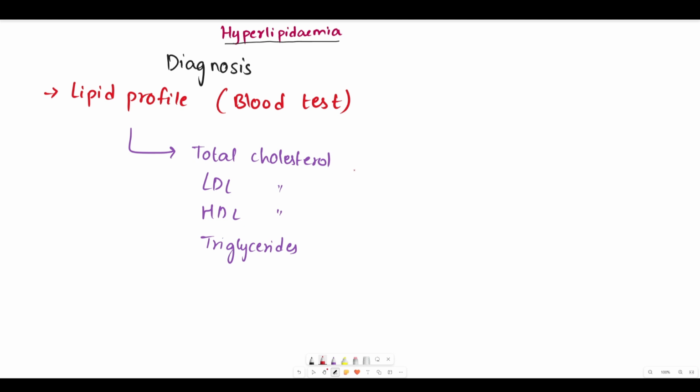Coming back to the diagnosis, a simple blood test will be done to detect the lipid profile. From that, you will be taking the fasting blood test. The patient should be fasting for at least 10 to 12 hours to know the cholesterol levels. A fasting lipid profile test will be performed, which is a simple blood test where you'll get to know the total cholesterol, LDL cholesterol, HDL and the triglyceride levels.